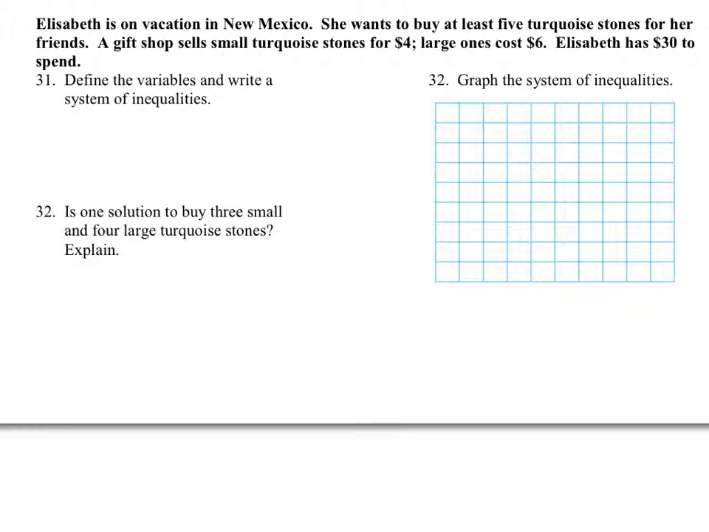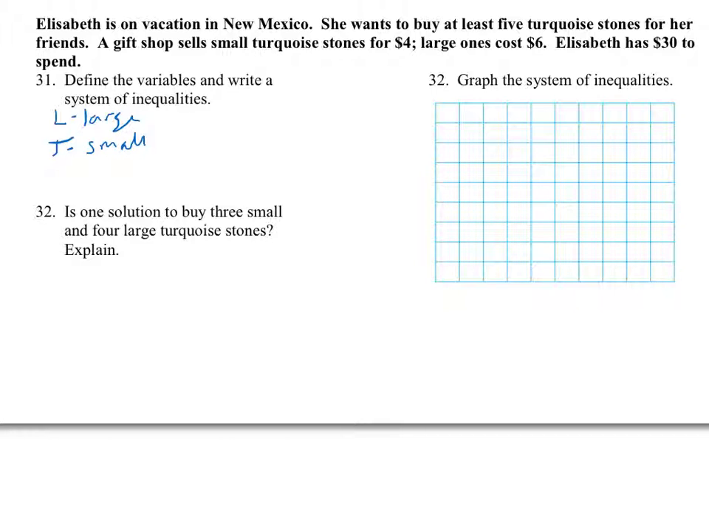Alright, here we have a person who wants to purchase turquoise. She has a choice of small or large ones, and she only has $30 to spend. So let's describe a couple things. We'll say L represents large turquoise, and we'll say T represents small. I don't like to use S because it looks like a 5. Alright, so those are our two variables.